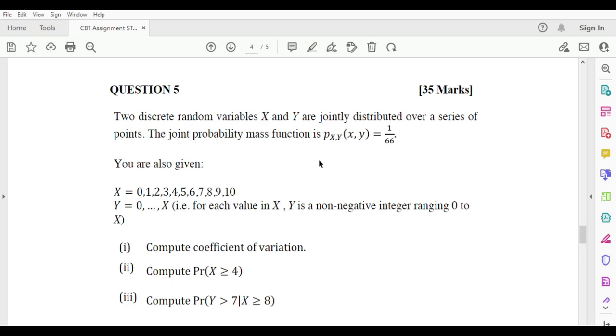So why is this so? This means our y cannot be larger than x. Let me give you an example. When x equals 5, y can be 0, 1, 2, 3, 4, and 5, but cannot be 6, 7, 8, 9, 10 because it is larger than x. So we cannot allow that to happen.